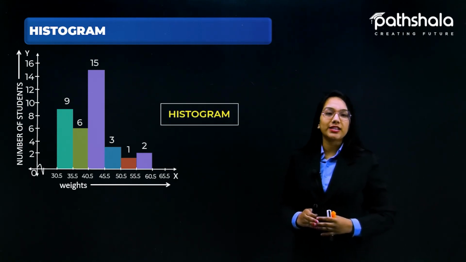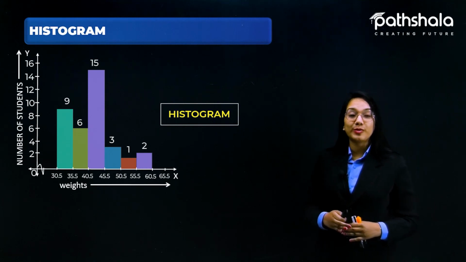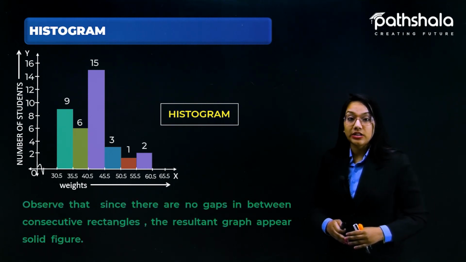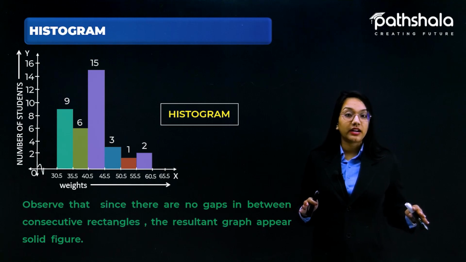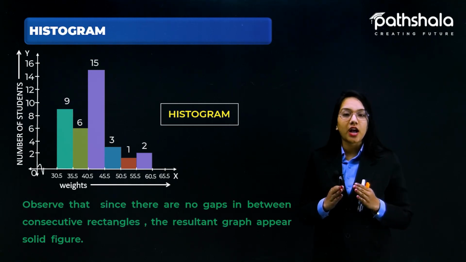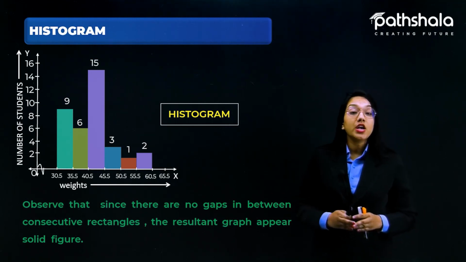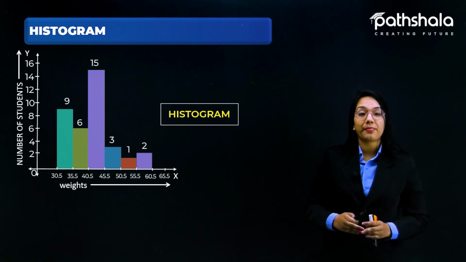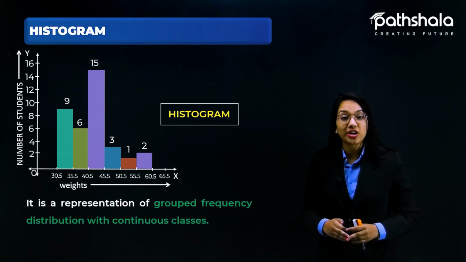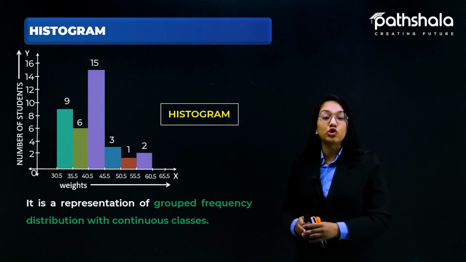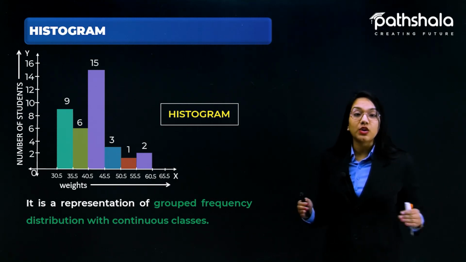This is called the histogram, and you can observe over here that there are no gaps between the consecutive rectangles, so the resultant graph appears to be a solid graph. So what can we say about a histogram? A histogram is a representation of the grouped frequency distribution with continuous classes.